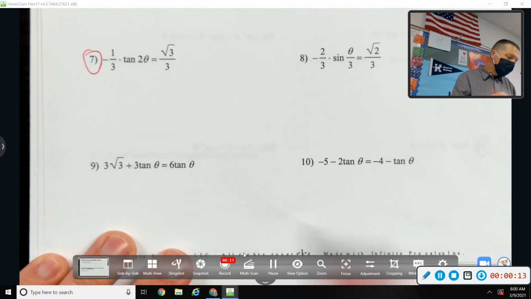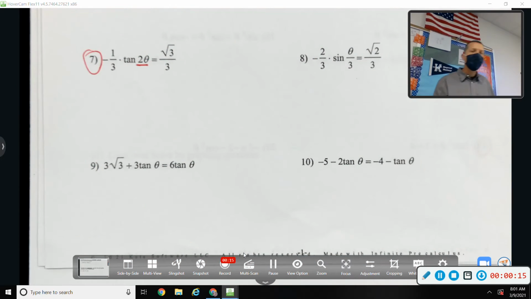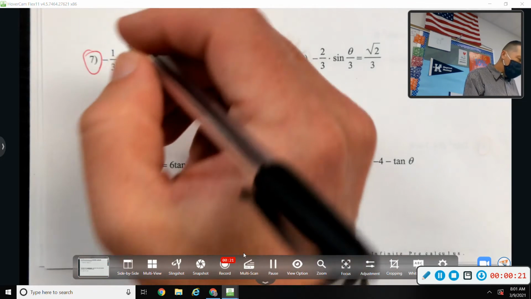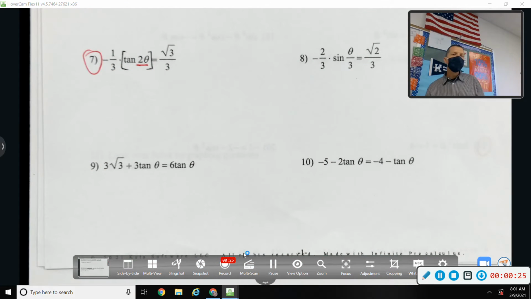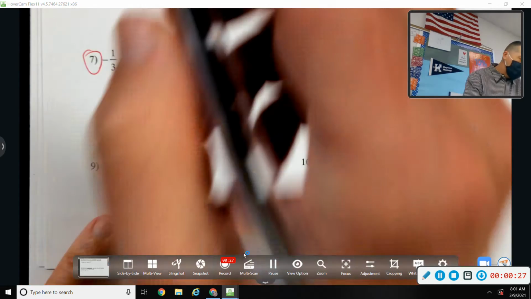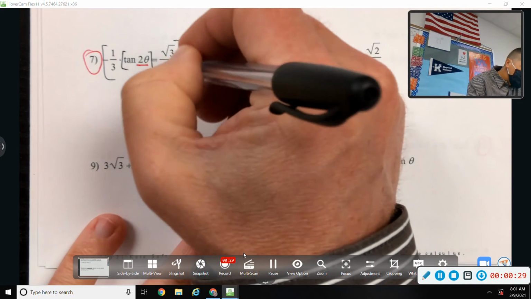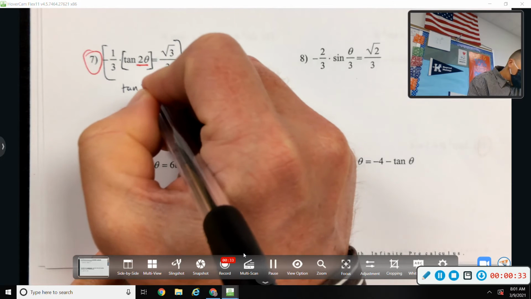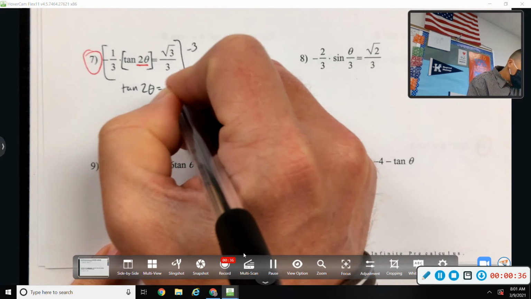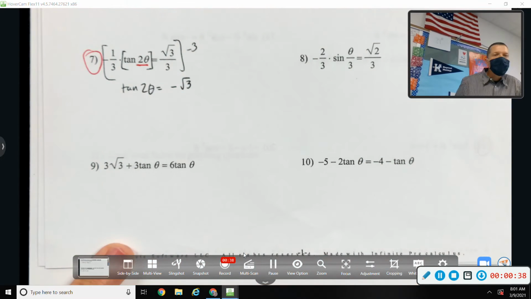The reason I want to do number 7 is because of the 2 theta there. That messes with some people. So that's why we're doing this one. First thing, though, is to get this tangent of 2 theta by itself. So let's multiply both sides by -3. So tangent of 2 theta equals negative square root of 3.